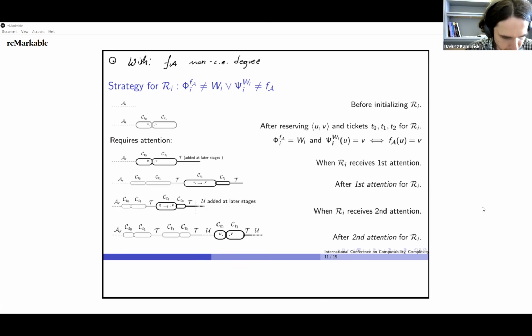So we're building our copy A. We have built something so far, okay. And this is before initializing our requirement, and now the requirement enters the construction. Okay, and we have to prepare somehow. So as in Cooper's technique, we choose some witness for this requirement. This witness is a pair of numbers, U and V here.